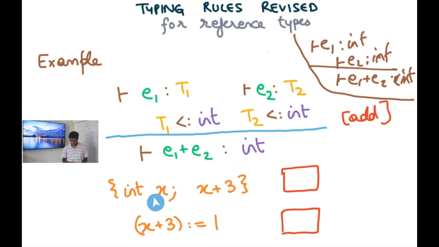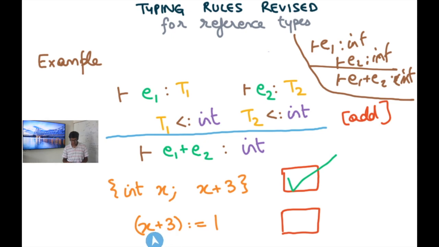Well, if I declare a variable int x, then x is of reference type int, and because of this rule, x plus 3 is a well-typed expression. It is a type correct expression because x is of type int reference, 3 is of type int, and so int reference gets pattern matched with T1, int gets pattern matched with T2, and E1 plus E2 is of type int. So this whole expression is of type int if we use the sequence rule and the scope rule after that.